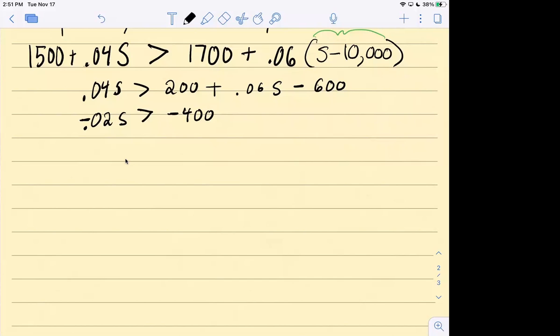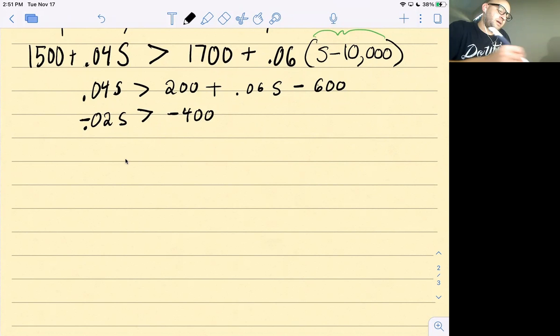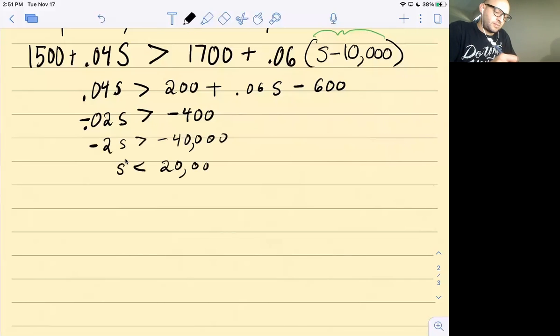But you don't have to. You can just divide everything by negative 0.02 and get the answer. But if I'm doing it by hand, I might say, okay, this means negative 2s is greater than negative 40, and just add two zeros. That gives me 40,000. And then say, oh, okay, that's not bad. So s has to be less than 20,000. Excellent.